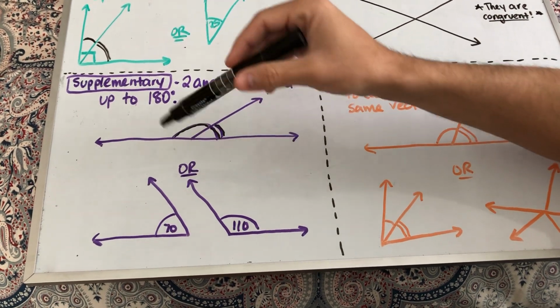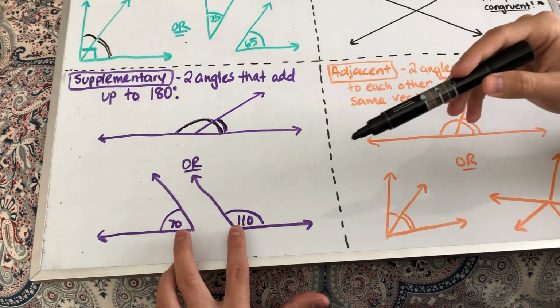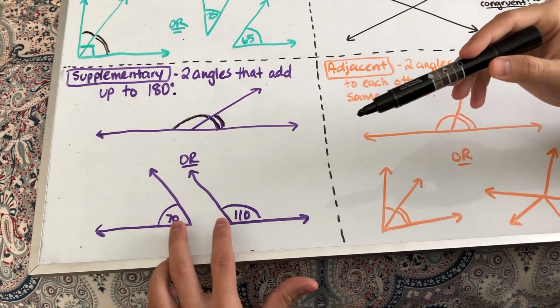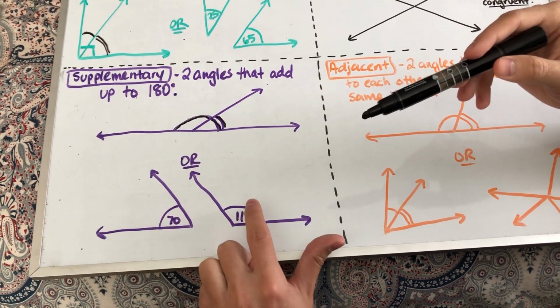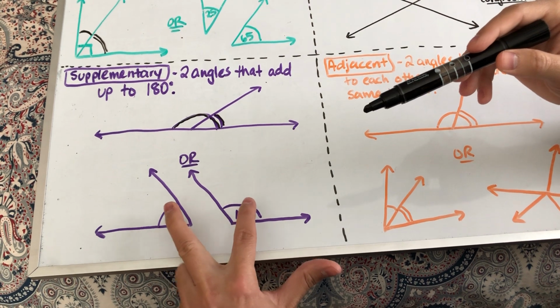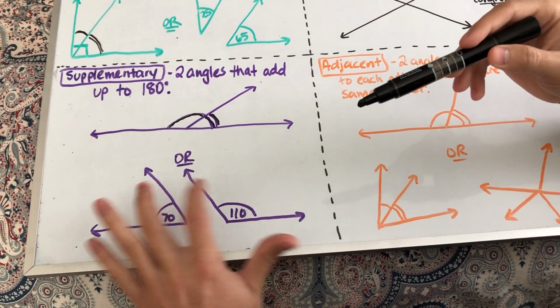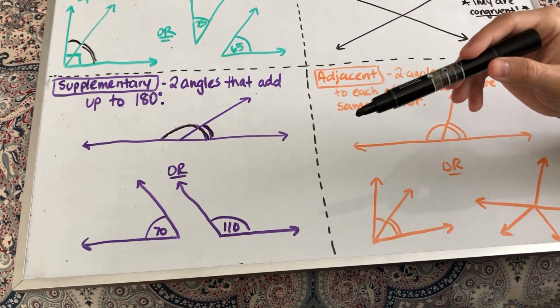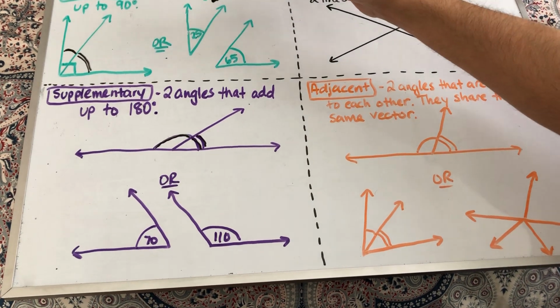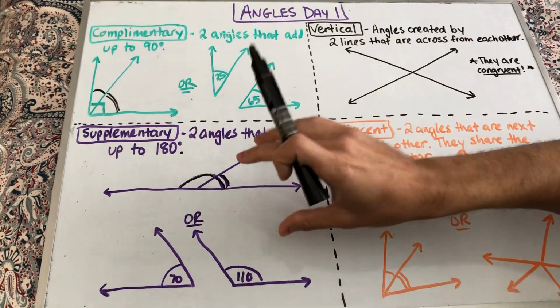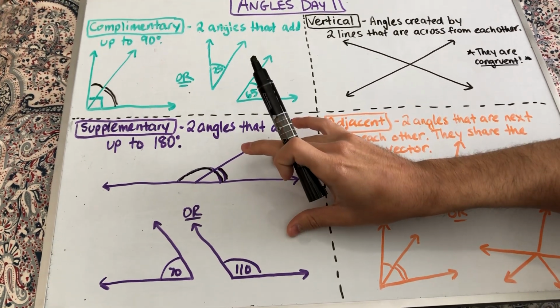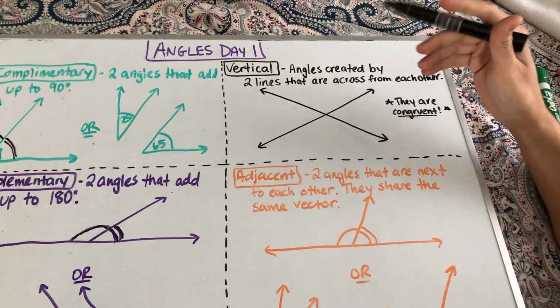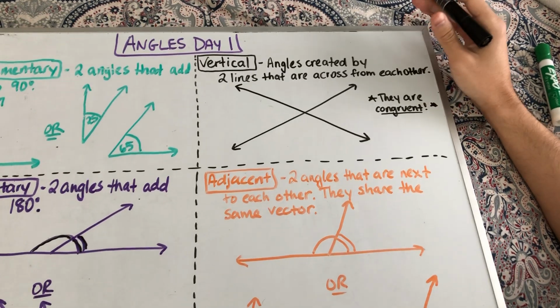So here's another example where these 2 angles are supplementary angles just because I know 70 and 110 add up to 180. So these 2 angles are also supplementary angles. All right, so complementary angles are 90 degrees. Supplementary angles add up to 180 degrees.